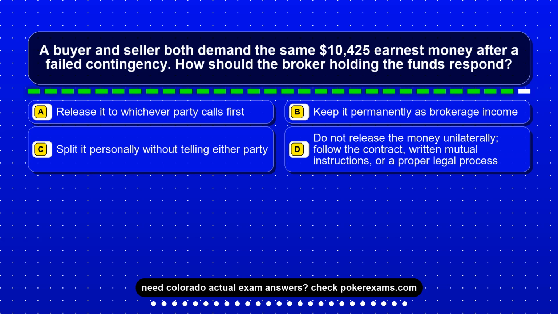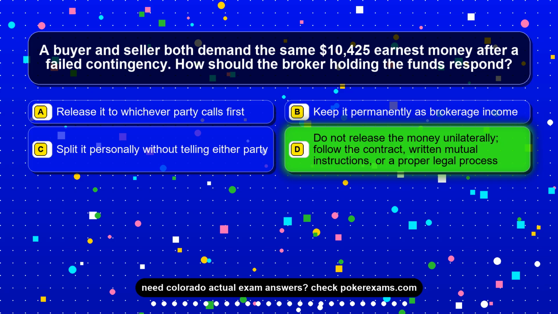Question 9. A buyer and seller both demand the same $10,425 earnest money after a failed contingency. How should the broker holding the funds respond? Option A. Release it to whichever party calls first. Option B. Keep it permanently as brokerage income. Option C. Split it personally without telling either party. Option D. Do not release the money unilaterally, follow the contract, written mutual instructions, or a proper legal process.